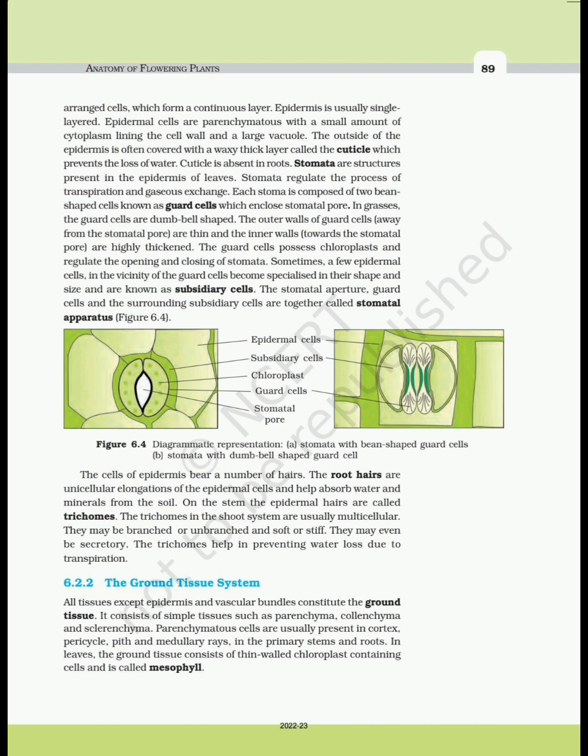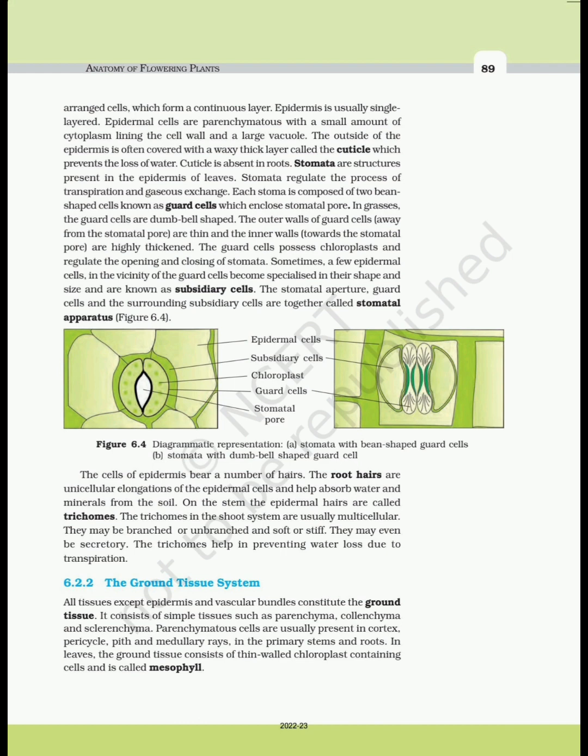Sometimes, a few epidermal cells in the vicinity of the guard cells become specialized in their shape and size and are known as subsidiary cells. The stomatal aperture, guard cells and the surrounding subsidiary cells are together called the stomatal apparatus. Figure 6.4. The cells of the epidermis bear a number of hairs.